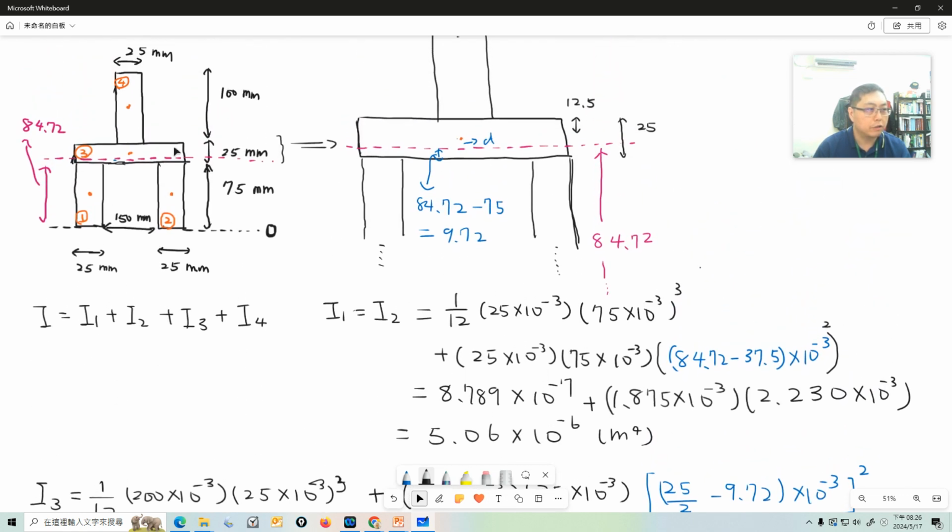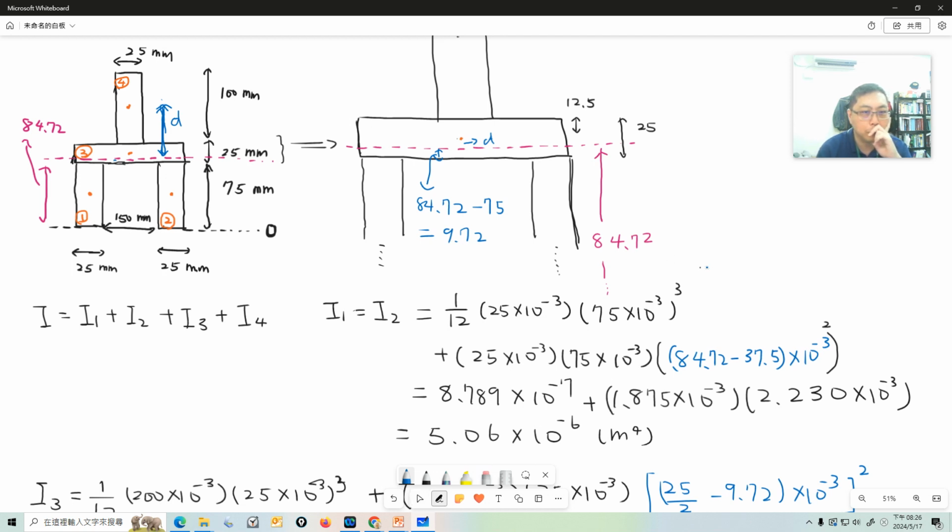So what is your D? It's a very important problem. Your D is here, for area 4. Your D is the distance between the centroid and the neutral axis. So what is your D? That's a good question. Here is 25 minus 9.72.